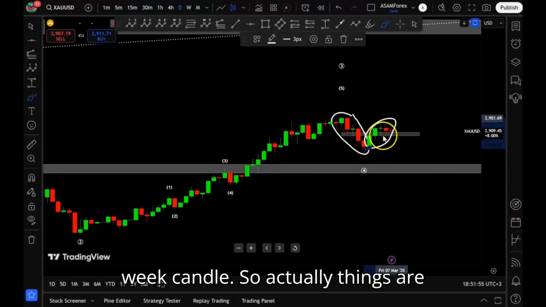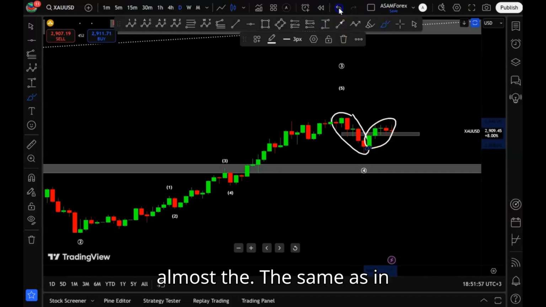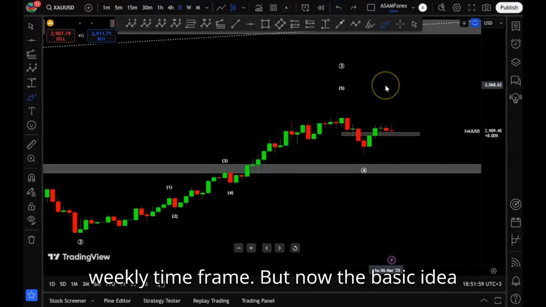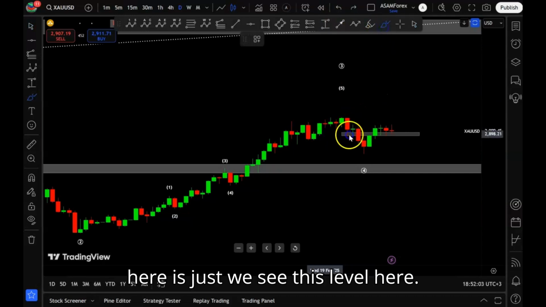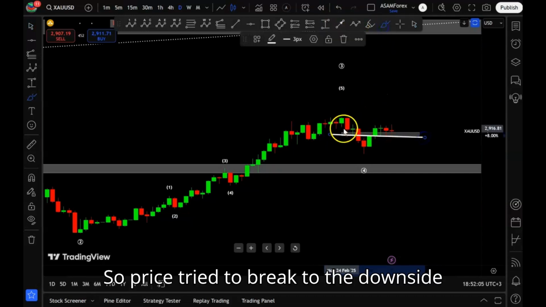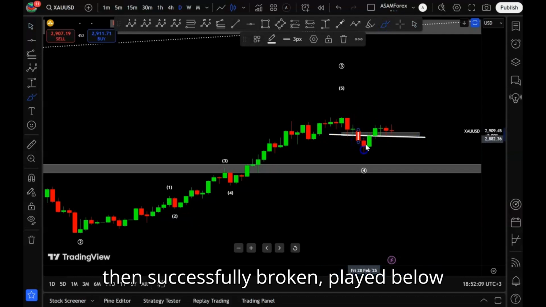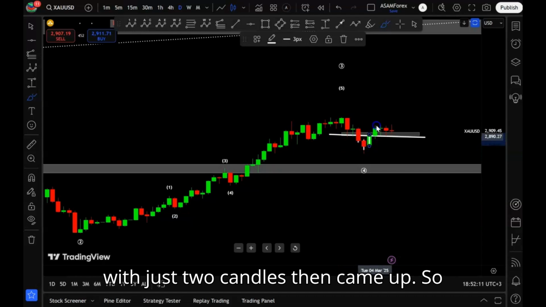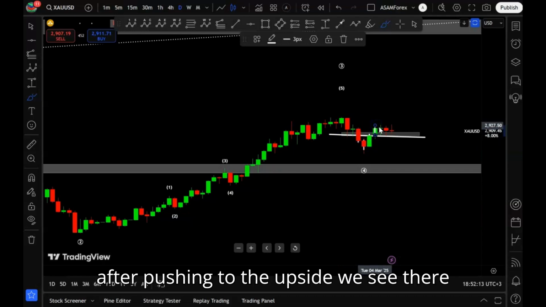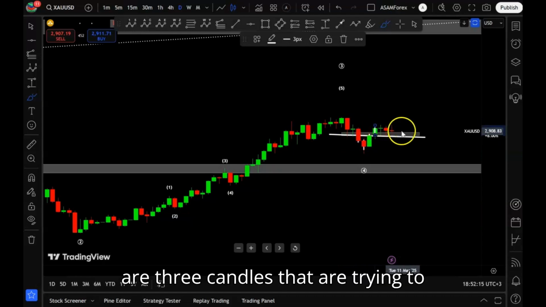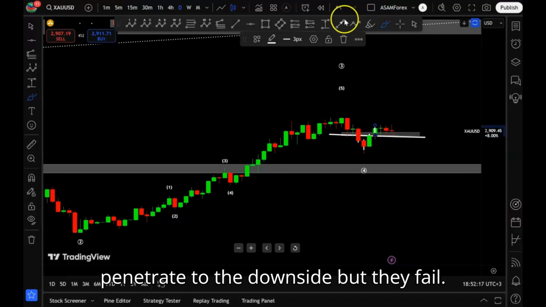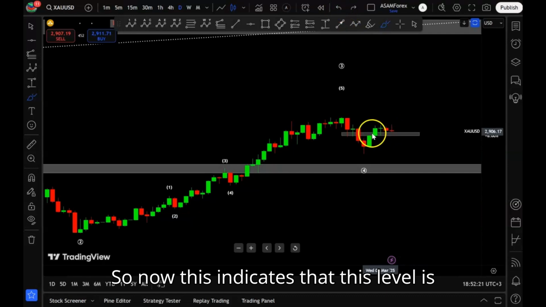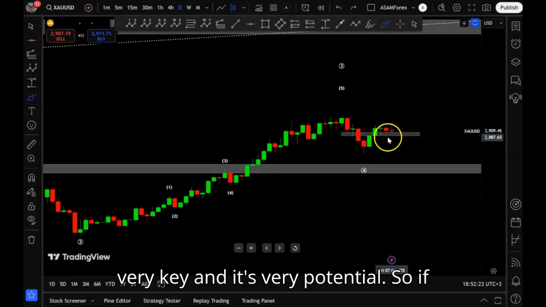So actually things are almost the same as in the weekly time frame. But now the basic idea here is just we see this level here. Price tried to break to the downside, then successfully broke, played below with just 2 candles, then came up. After pushing to the upside, we see there are 3 candles that are trying to penetrate to the downside, but they fail.